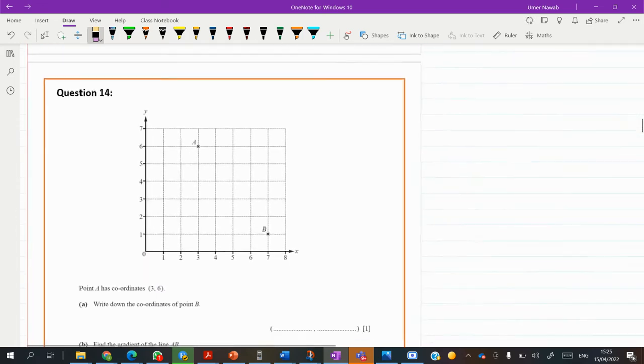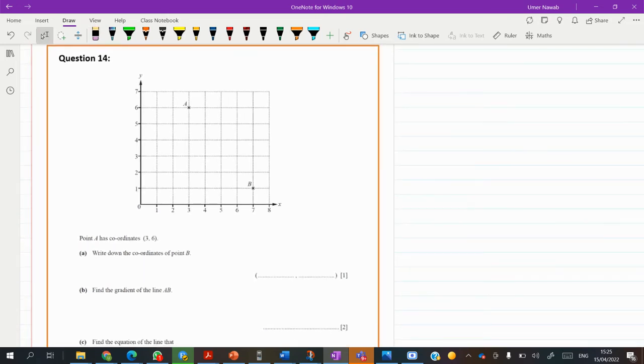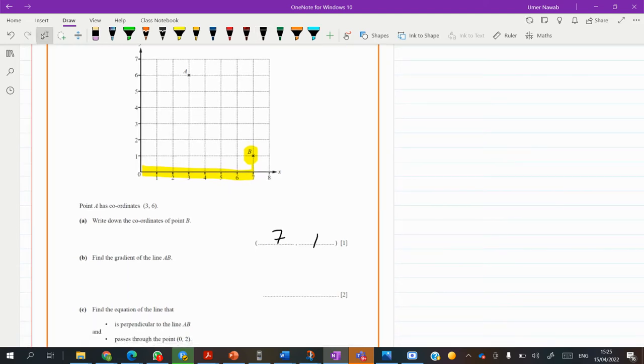Now we go to question number 14. We need to write the coordinates of A, B. The coordinates of B is 7 right and 1 up. It's (7, 1). The gradient of AB: how many units do I go down? Count it, 1, 2, 3, 4, 5. 5 units down and 4 units to the right. So the gradient is minus 5 over 4.